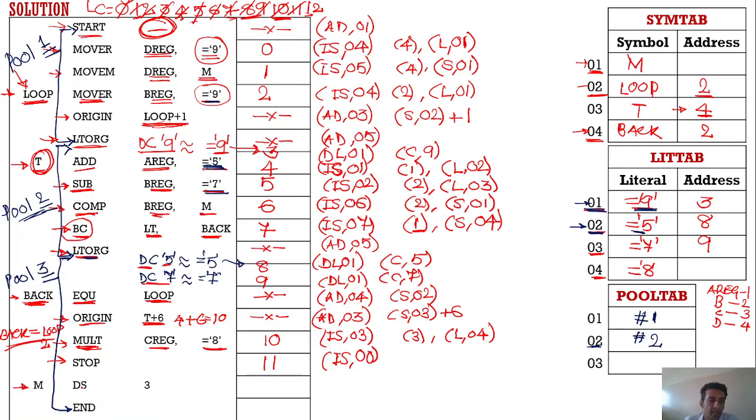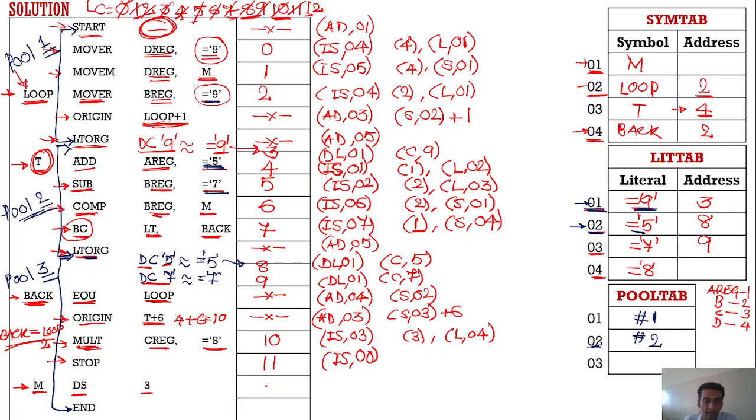Next instruction is M DS 3. Now this M is arriving at the label field, so it is its definition. So the type of instruction is DS, that is declaration statement. So this declaration statement will help assign M some storage declaration. So how much declaration? That is stated in the operand field. So 3 memory spaces are to be declared for the symbol M starting from current LC.